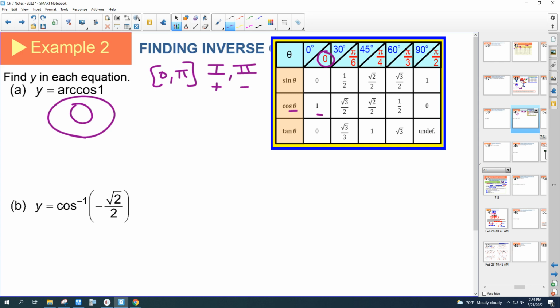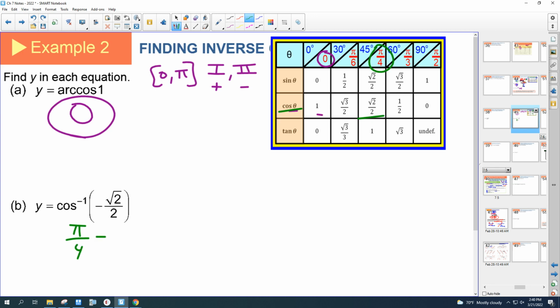I think part B is a lot more interesting. Inverse cosine of negative square root of 2 over 2. So you're looking here, you're looking here, you're looking here. It's pi over 4, where inverse cosine is negative.